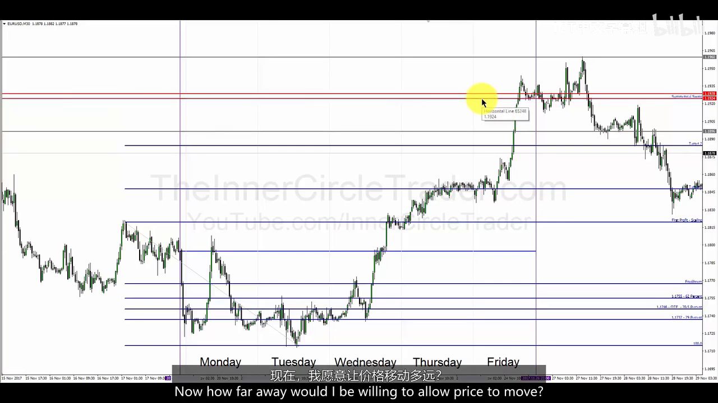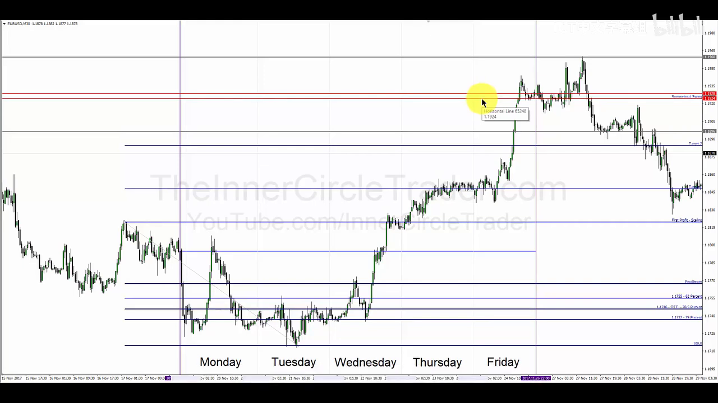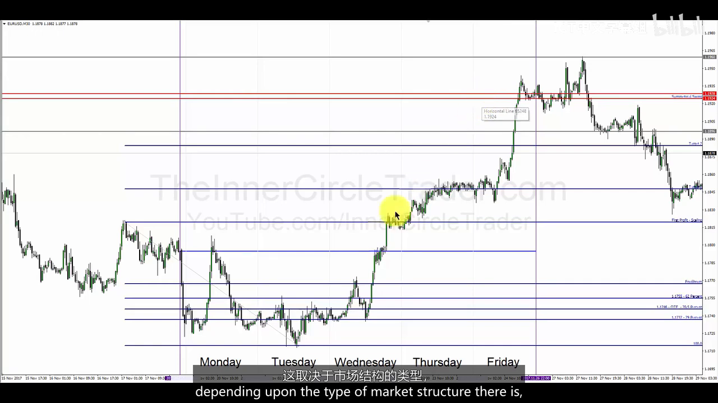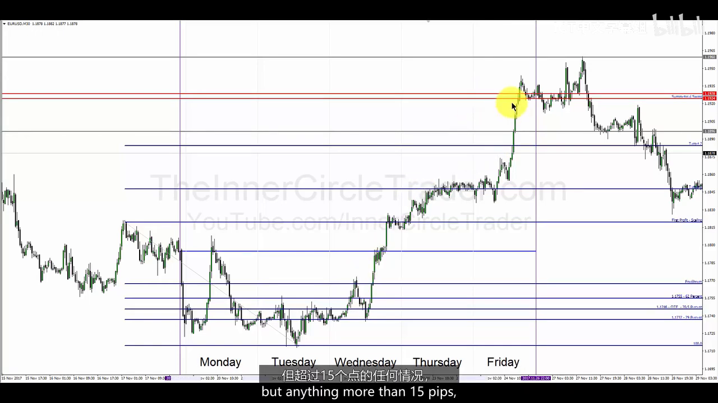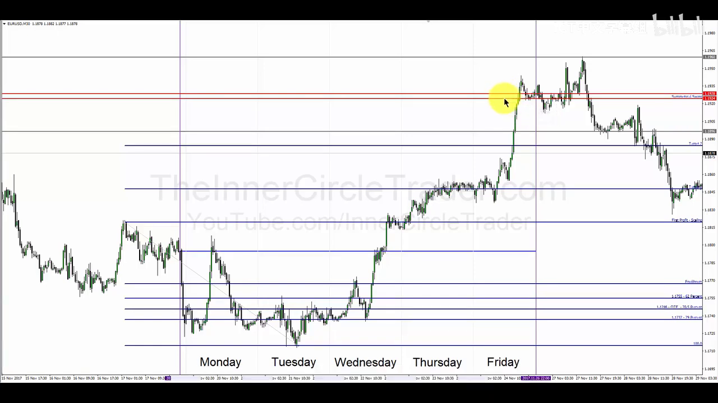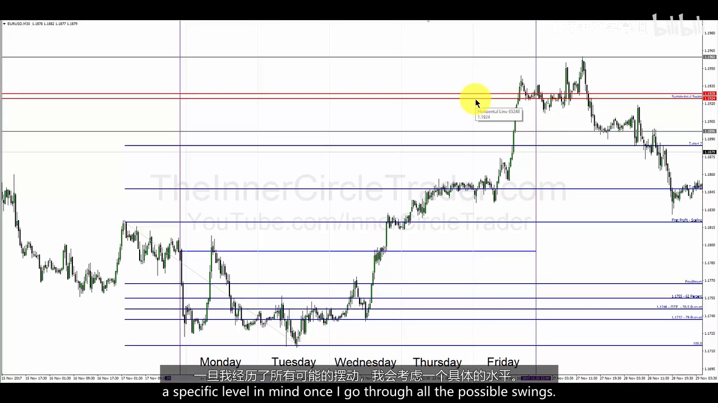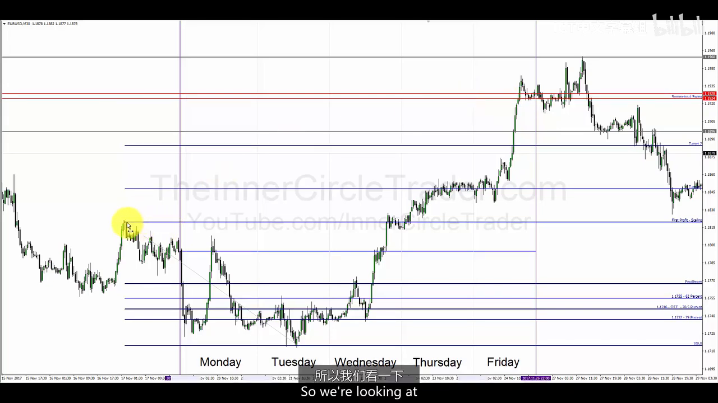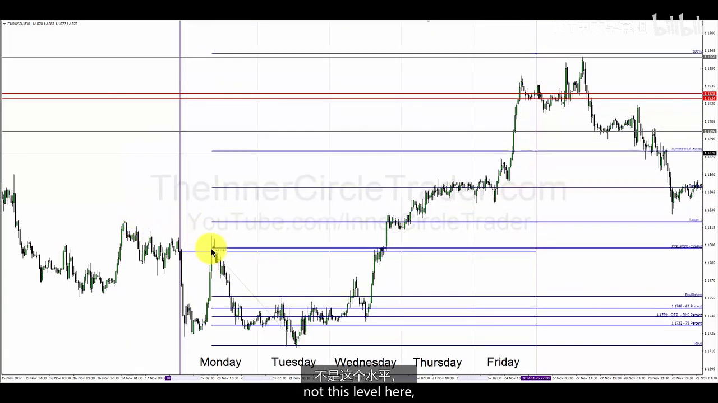Now, how far away would I be willing to allow price to move? About 10 to 15 pips, depending upon the type of market structure there is. But anything more than 15 pips, I'm not really willing to let that be deemed a confluence. If it can be less than 10 pips, it's even better. And in this instance, we have 1928, 1924, so we're less than 5 pips, real close. Okay, and I'll tell you how we can pick a specific level in mind once I go through all the possible swings.